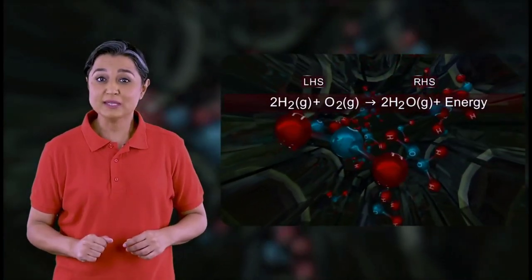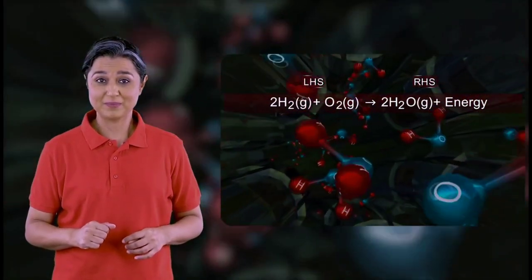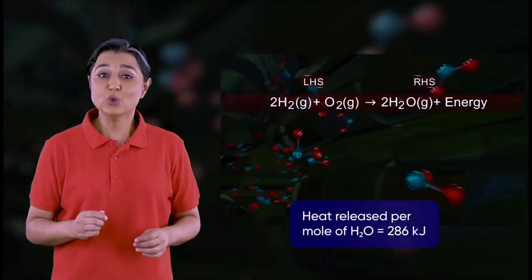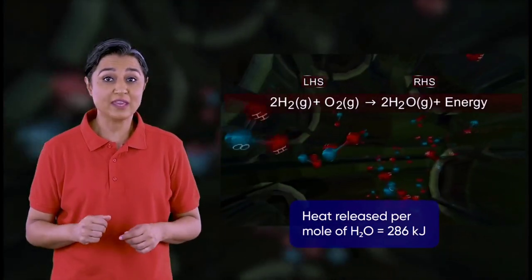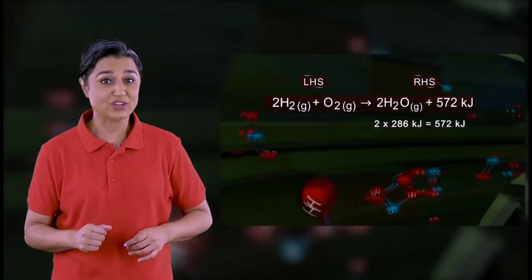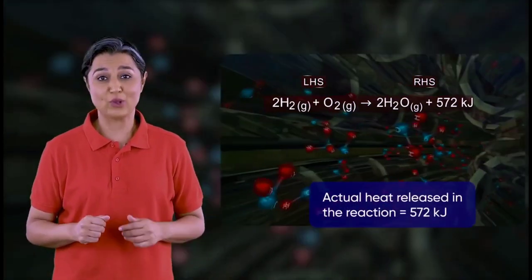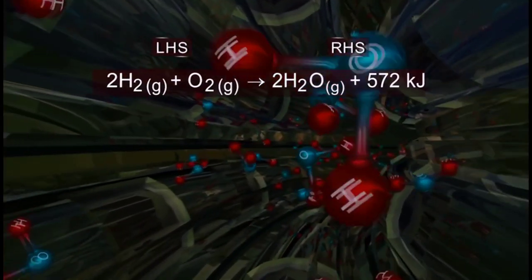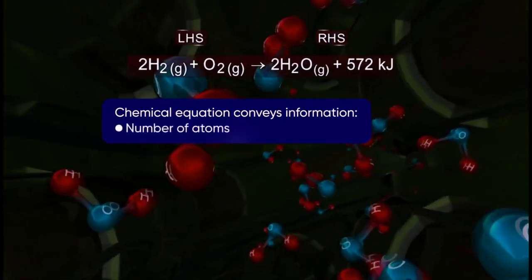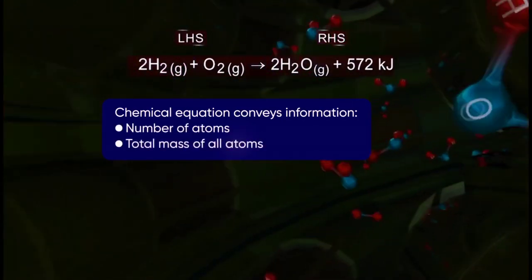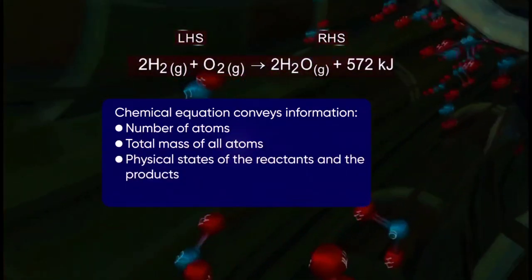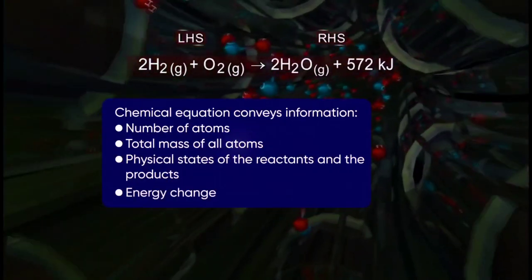In this reaction, heat is liberated. Each mole of H2O formed liberates around 286 kilojoules of heat. Therefore, the actual heat released in this reaction is 572 kilojoules. Thus, we can see that a chemical equation conveys information such as the number of atoms, their corresponding masses, the physical state of the reactants and the products, and the energy change involved in it.